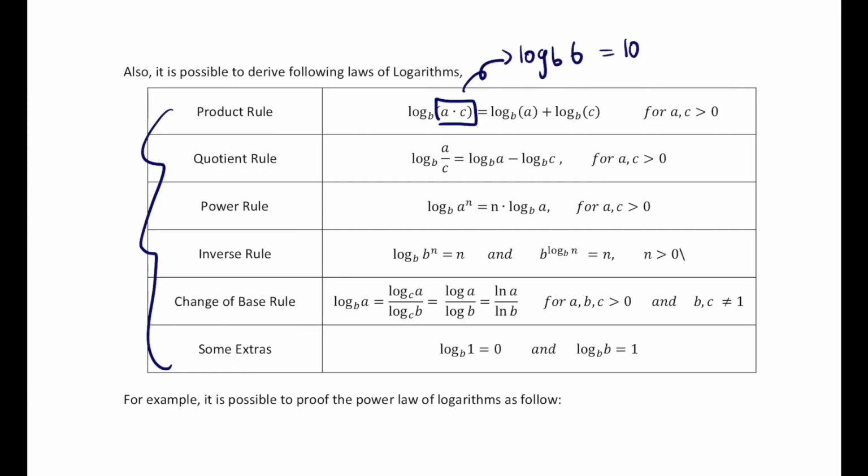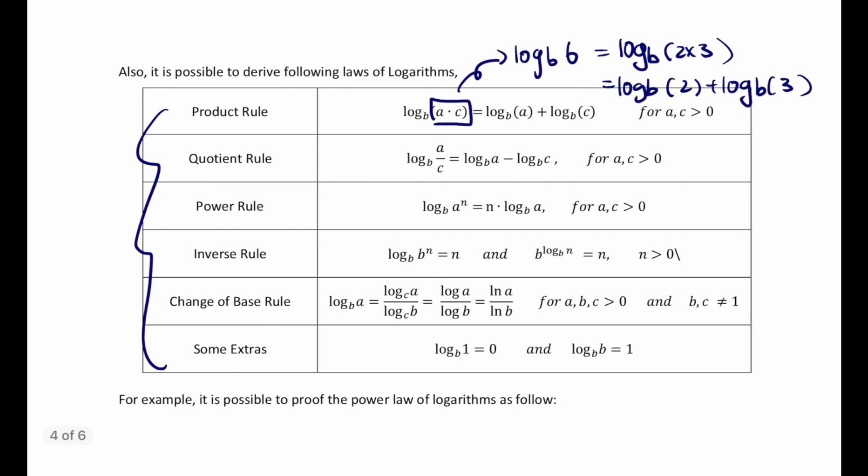is actually the same as log b of 2 times 3, right? When this happens, you can rewrite this logarithm as log b 2 plus log b 3, okay? That's the product rule. Quotient rule: in this case, log base b of a over c is equal to log b a minus log b c.